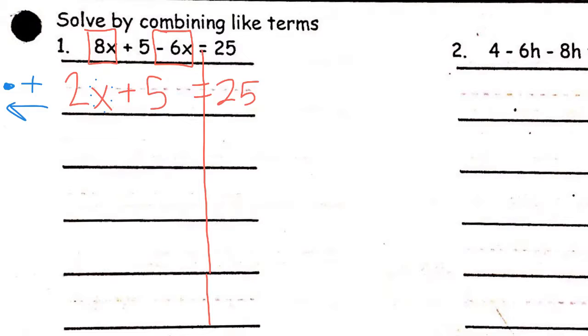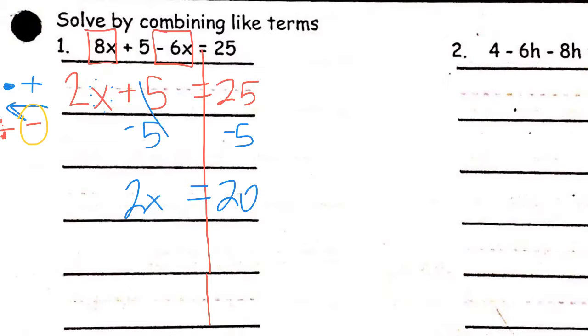So to undo that, we would divide and subtract. But since we are undoing order of operations, we have to subtract first. So I'm going to subtract 5 from both sides to get 2x is equal to 20.